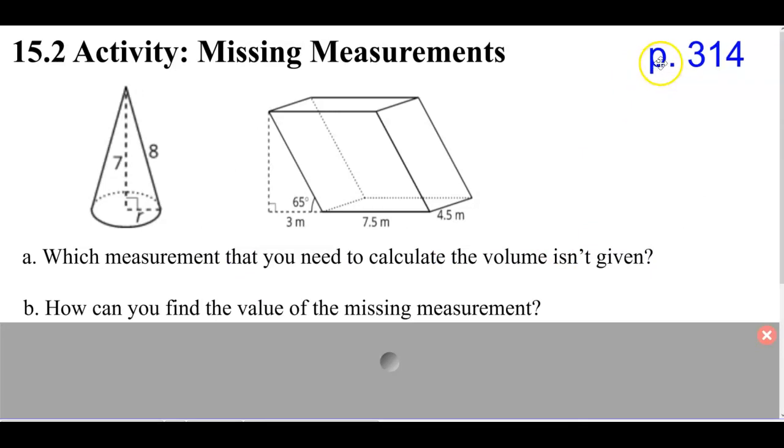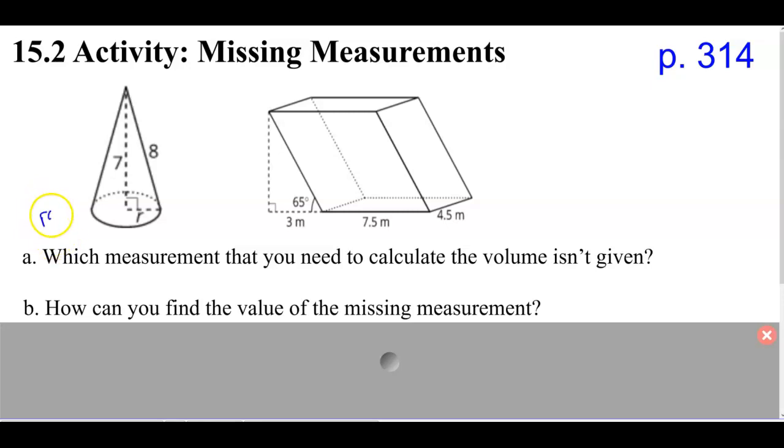All right, the next thing we'll do is turn to page 314. We're going to look at what's called missing measurements. These are when the problems get a little more challenging. So let's look at part A. Which measurements do you need to calculate the volume that isn't given? So let's start with the cone here. We need a height. We have the height of 7. I need the area of the base, and I need to find the radius.